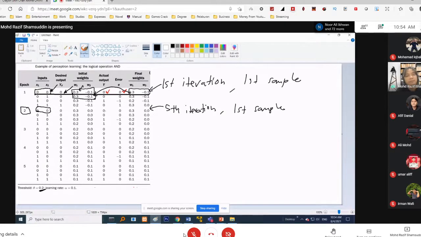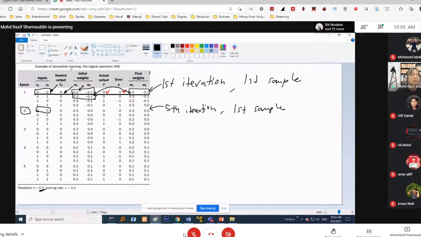You don't ever repeat step number 1. Step number 1 won't be repeated again. Bila dah selepas step number 4, dia ulang step number 2, terus activation. So the initial weight for that particular iteration is the final weight from the previous iteration. Apa-apa yang kita calculate dekat final ni akan dibawa ke initial yang seterusnya. Okay, when that being said, now I want to do yang ada error.